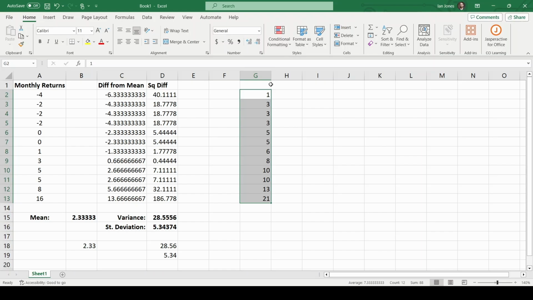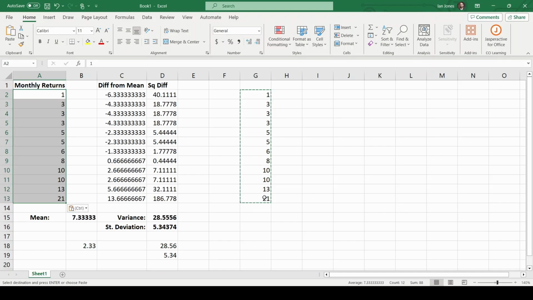Okay, so I'm going to take the data and I'm just going to copy and paste this shifted data right here, and let's see what happens. Boom. Okay, so the mean went up by 5. Did you get that? It makes sense, right? If every single data point goes up by 5, then the average itself goes up by 5. How about the variance and standard deviation? They didn't change at all. They stayed exactly the same.